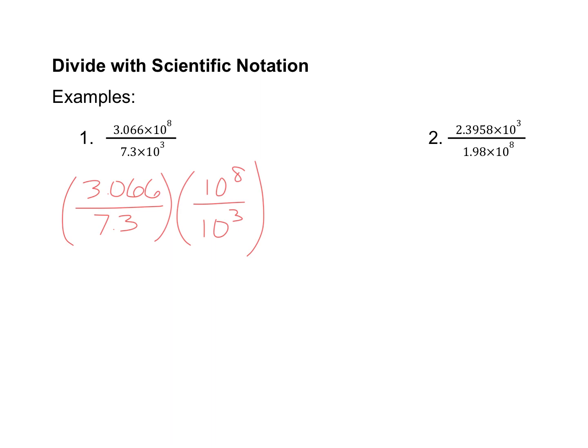What's 3.066 divided by 7.3? Did you get 0.42? Yeah. Okay. And then with our base 10, what do we get for our new exponent? 10 to the 5th. Okay. With that, what do we do now? Yep. Got to write it in standard form. So look at your exponent. Move the decimal to the right 5 times.